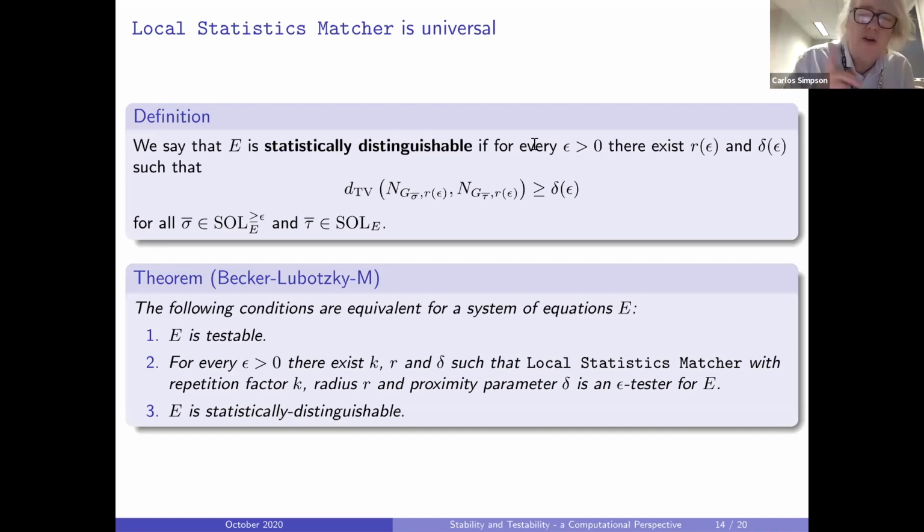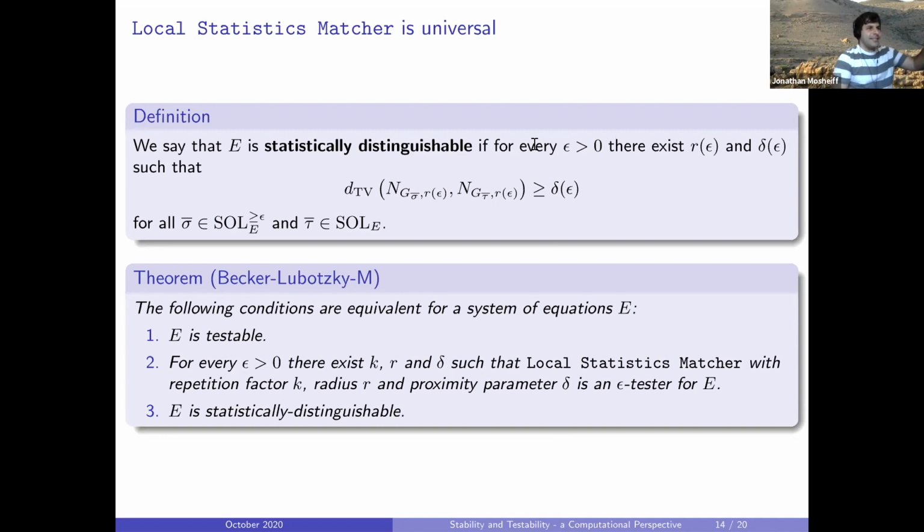Can I ask a question? How does this depend on n? So very importantly, nothing here may depend on n. That's exactly the whole definition of testability. Maybe I'll finish just stating the result I wanted to state about statistical distinguishability, and then I'll go back to dependence on n.